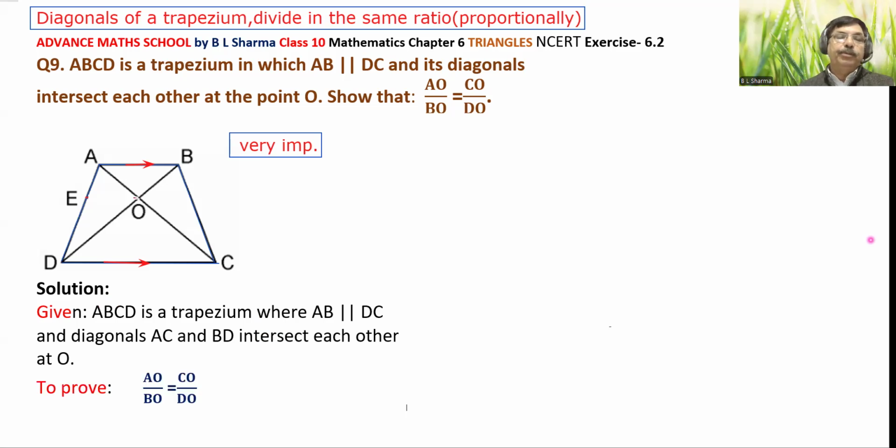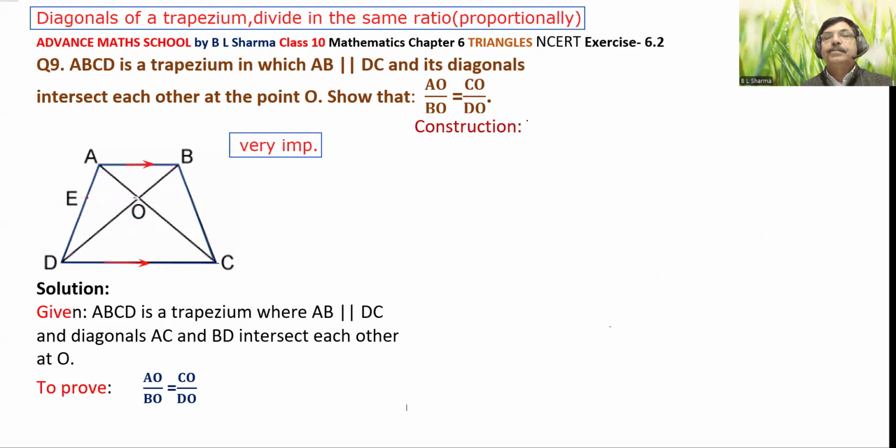To prove AO upon BO is equal to CO upon DO. अभी हमें कंस्ट्रक्शन करना होगा. यहां से E पॉइंट से, यहां से O से एक लाइन ड्रॉ करनी होगी OE तक. वो किसके पैरेलल हो? दैट इज पैरेलल टू DC, or that is parallel to BA.